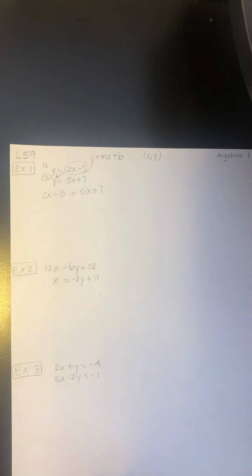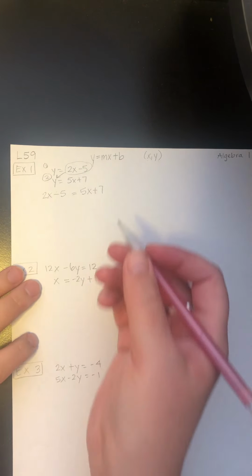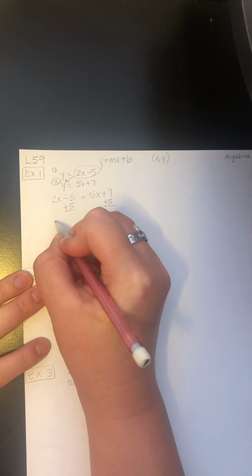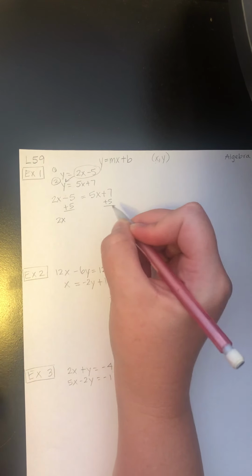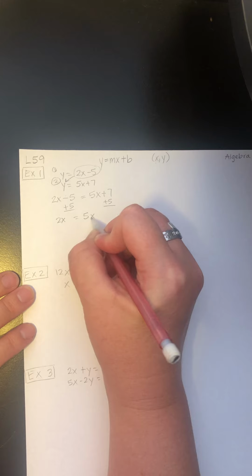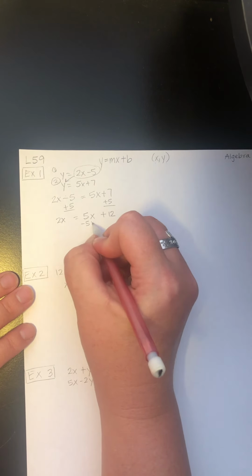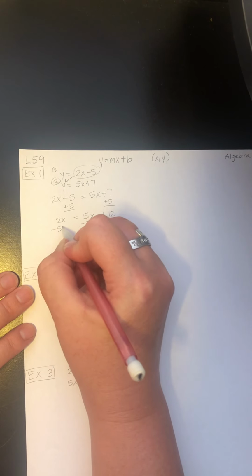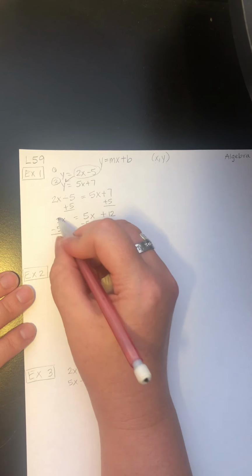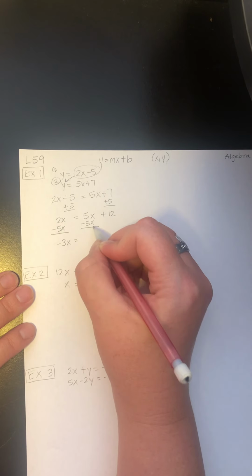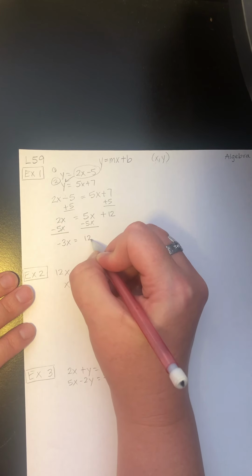Now there's only one variable. We can easily solve for x. To solve for x, we'll add 5 to both sides. Over here we have 2x. Those add up to 0. On the right side, we have 5x plus 12. To solve for x, we combine our like terms. So we subtract 5x from both sides. 2 minus 5 is negative 3. These add up to 0, and we're left with 12 over here.